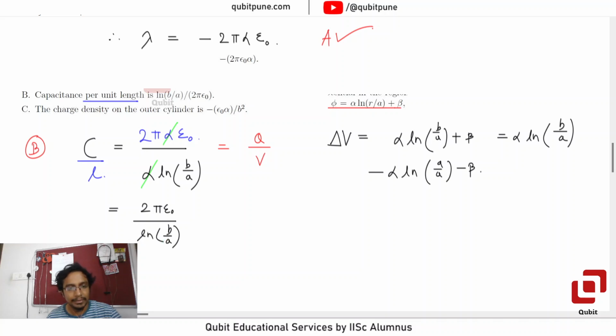So B is not right. Is it clear? Now see, for those who are finding this particular way a bit difficult, you can also use dimensions.